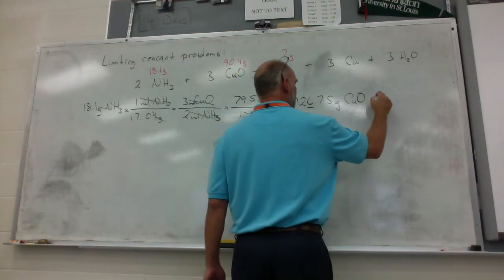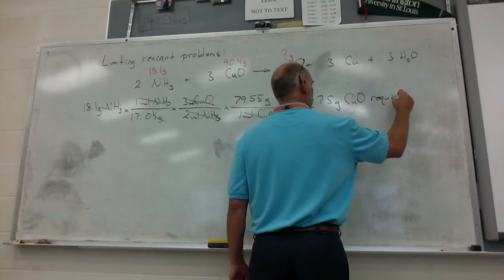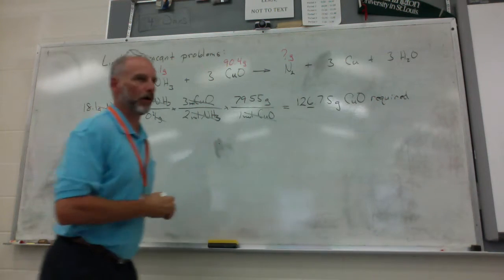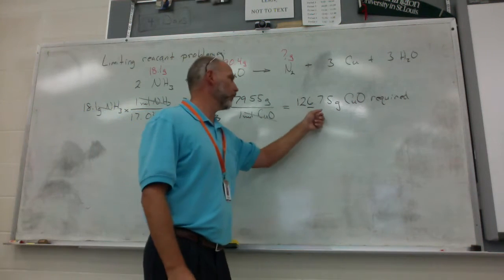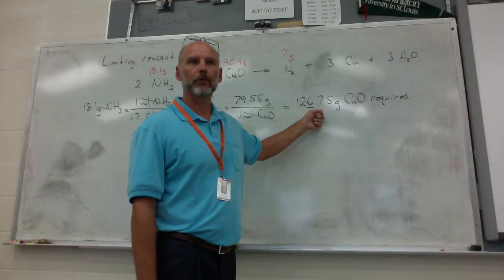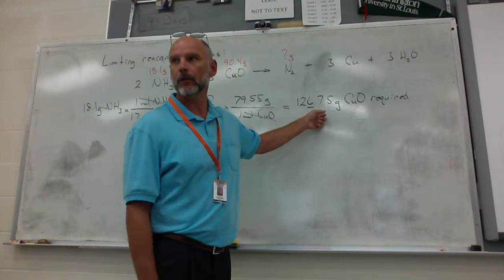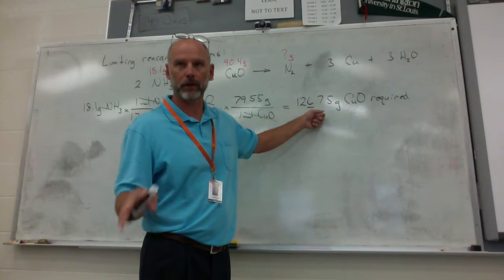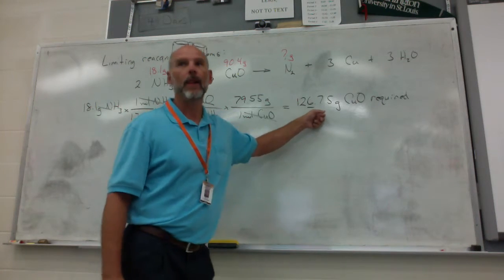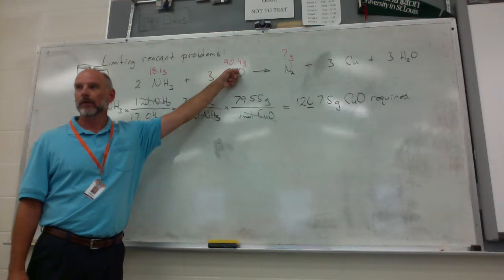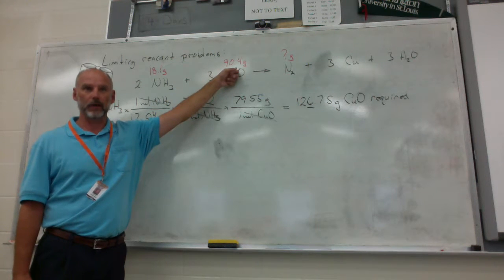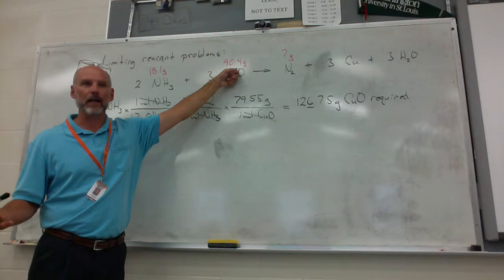Now, what does that mean? That means that for every 18.1 grams of ammonia, I need 126.75 grams of copper 2 oxide to completely react with that ammonia. Everyone understand that whole concept, right? Do I have enough copper 2 oxide? I do not. So which one's my limiting reactant? The copper oxide. You can see how that works out? Isn't that kind of cool?